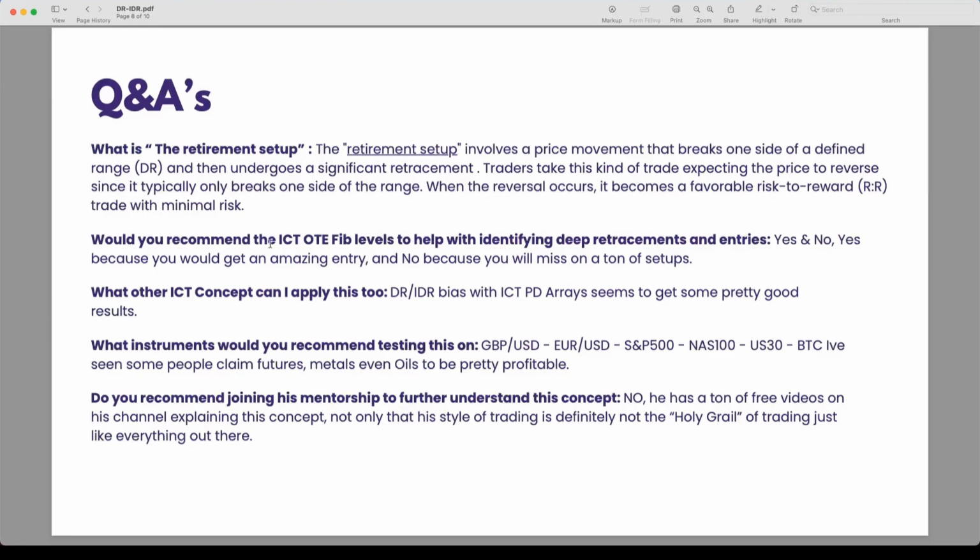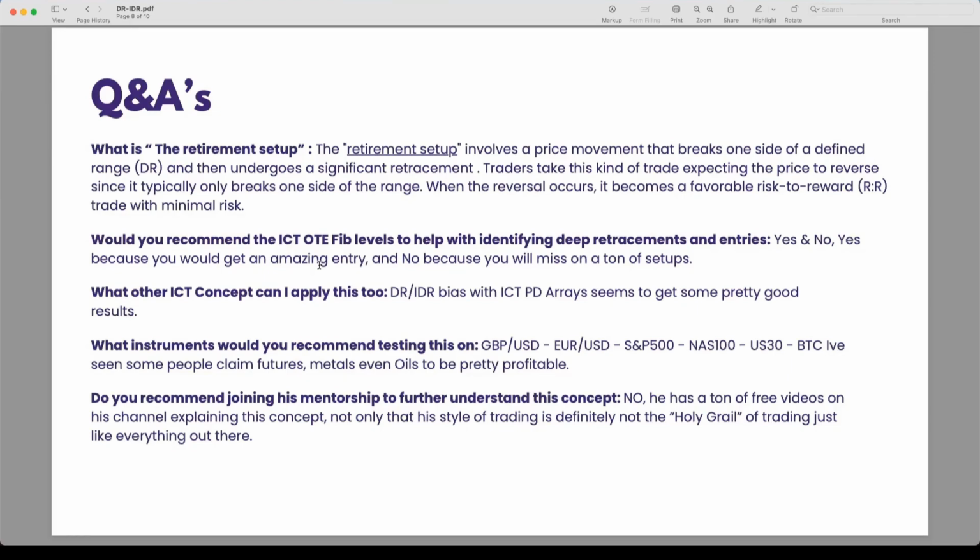Next, would you recommend the ICT OTE fib levels to help with identifying deep retracements and entries? Yes and no. Yes, because you would get an amazing entry, right? You would get that nice risk to reward, a really big take profit, really good money, right? And no, because you will miss on a ton of setups. So you'll have times where you probably won't get that retracement that you're looking for, especially if you're on the 5-minute time frame. And yeah, you're just going to be pretty disappointed by price taking off without you. So just keep that in mind.